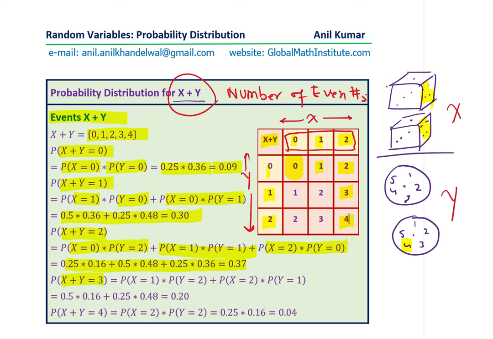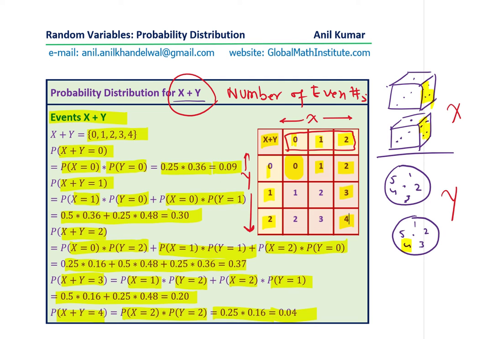When do we get three even numbers? Clearly, one of them should be two even numbers and the other one should give you one even number. So that gives you the case x equals 1, y equals 2, or x equals 2 and y equals 1. Multiplying their probabilities, we get 0.20. And how do we get x plus y equals 4? That is possible only if both of them give you an even number, right? So that is 0.25 times 0.16 gives you 0.04. And that is how we will calculate the probabilities for x plus y as shown here.